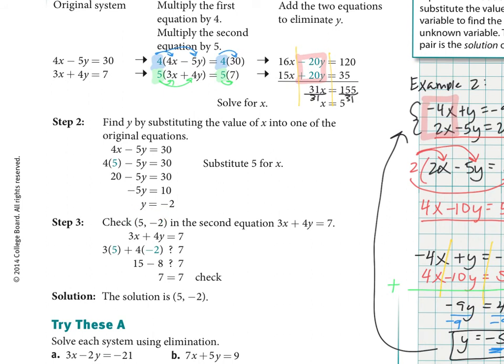Now, for the check, I always recommend that you check both equations.